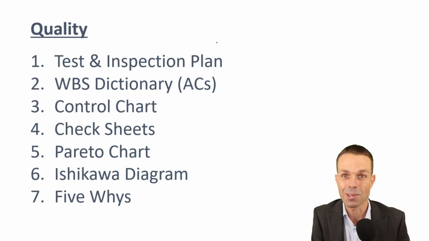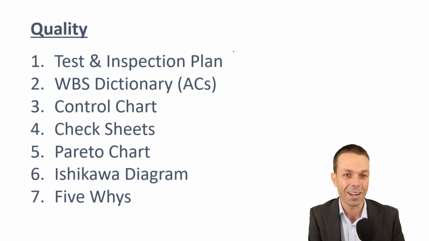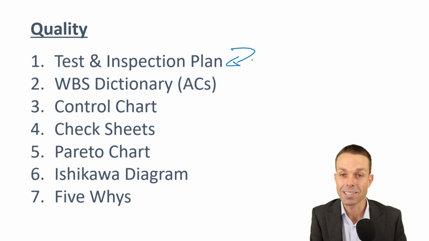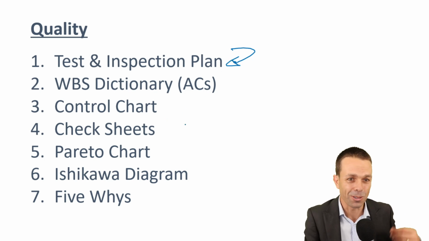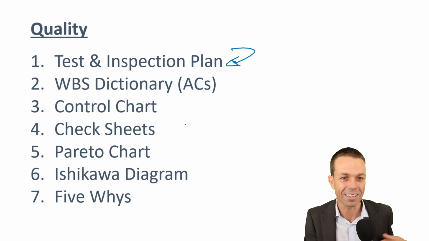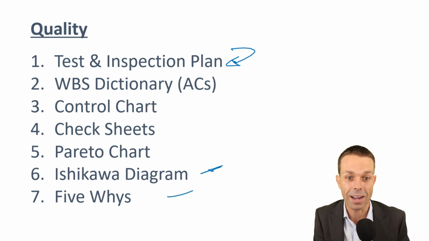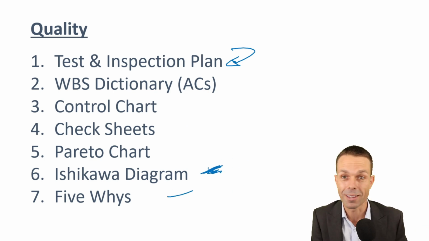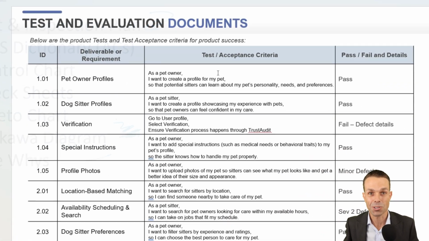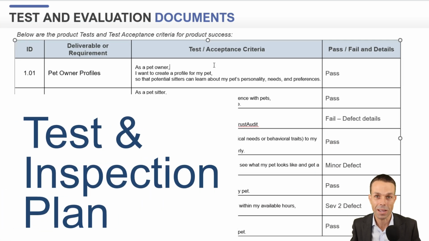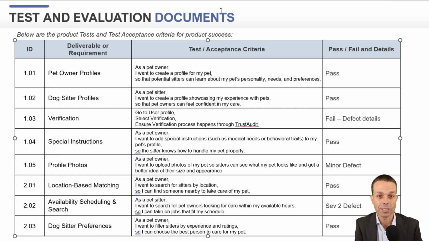Here are the 7 things that we're going to go through. This is going to be so great. Starting with a very simple test and inspection plan, but very essential. And then getting into check sheets and Pareto charts and the 5 whys and Ishikawa diagrams. If you can already tell me the other name for the Ishikawa diagram, you get bonus points.